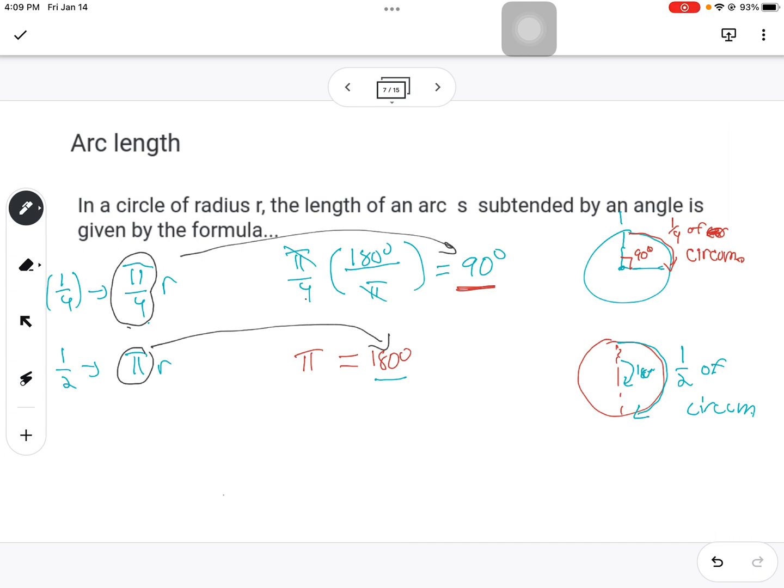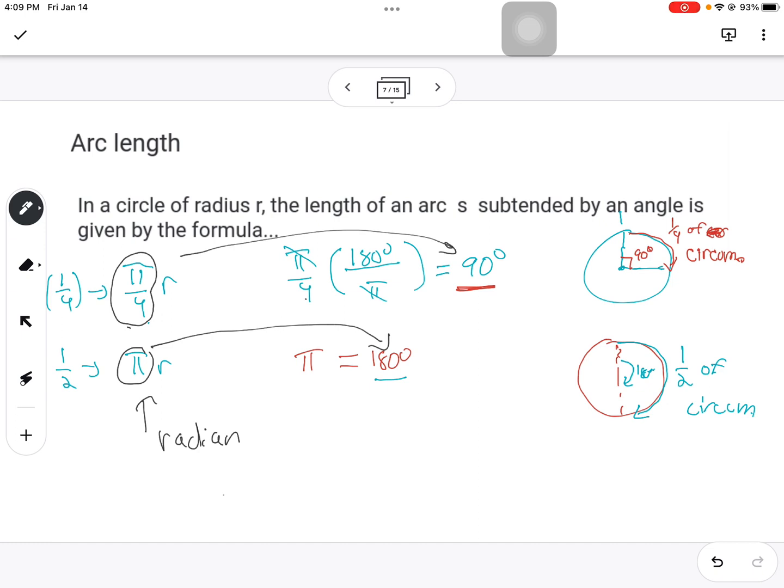These are in radian measure. And remember, a radian is the arc length created by an angle where that arc length has the length of the radius of the circle. So let me back that up. Let me say that a little more clearly now.